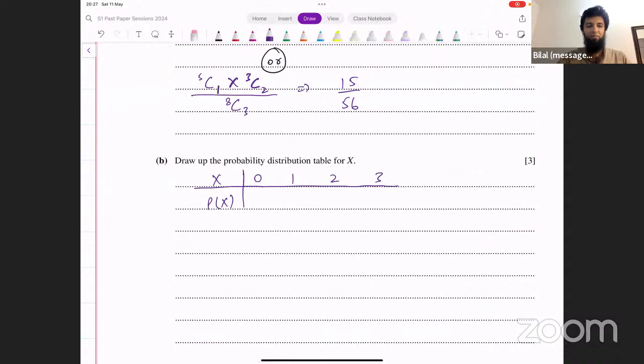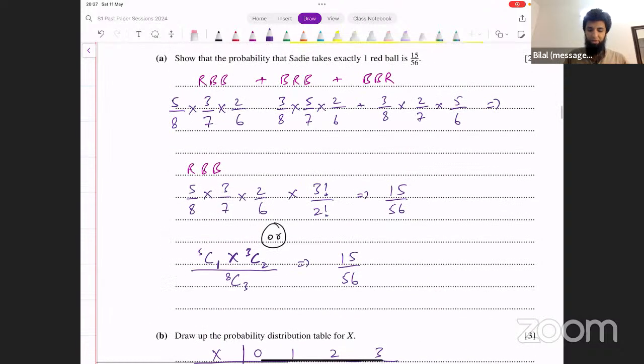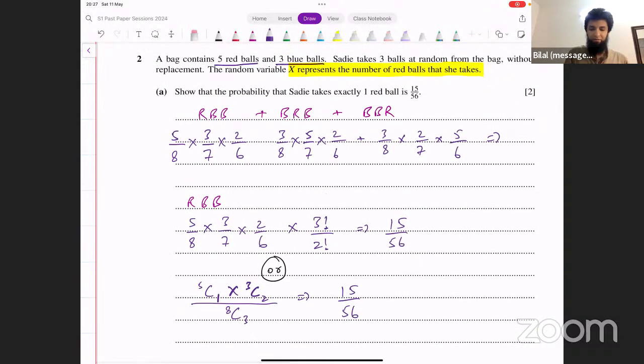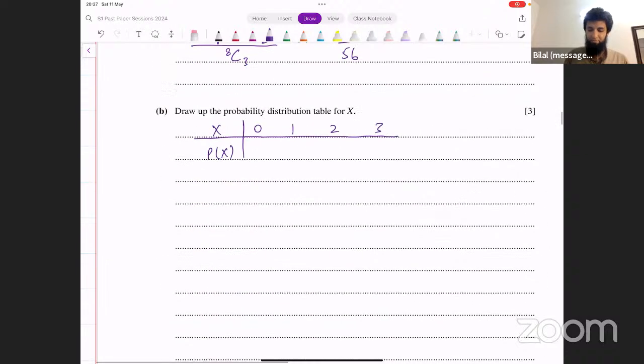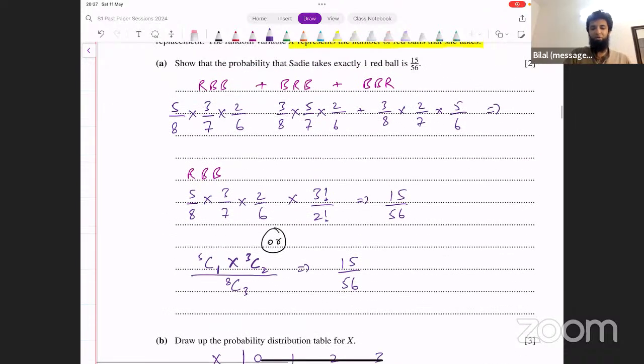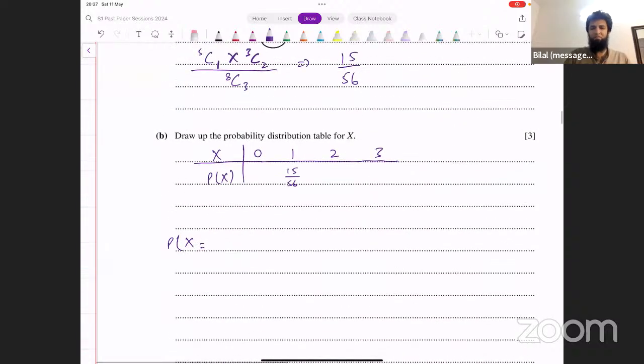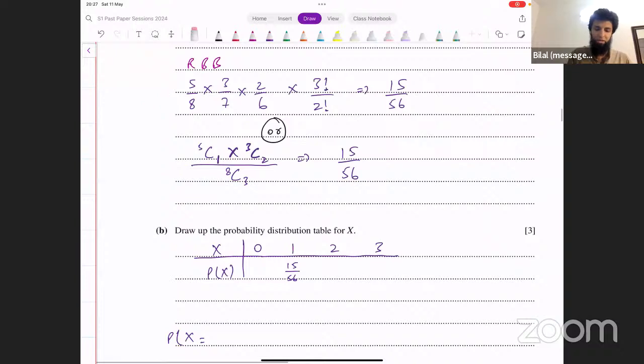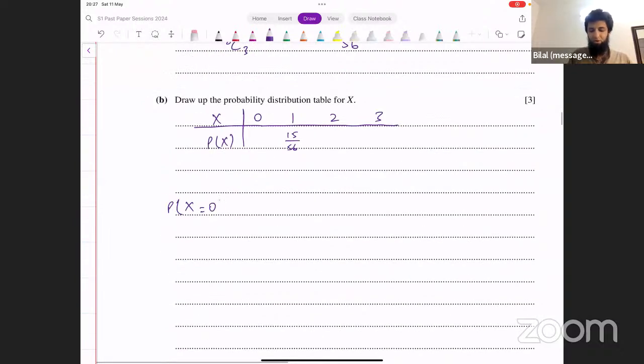Now, when x equals 1, what's the probability for that? We already know that. We have found that, 15/56. This probability we've already figured out. What about the other cases now? Now you can use any of these methods that you prefer. I would say combination is much quicker in this case, but it's your choice. You can also do this. This also works. X equals 0. What does that mean? The denominator is going to be the same. Out of 8 balls, you want to select 3 balls.